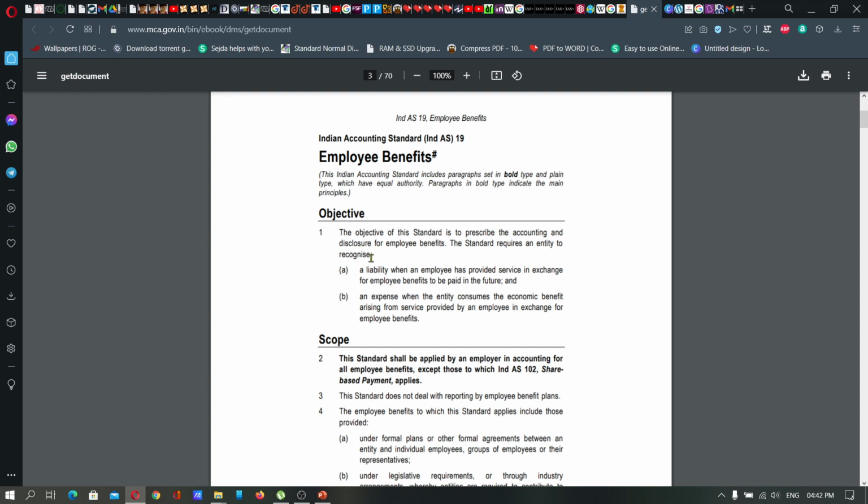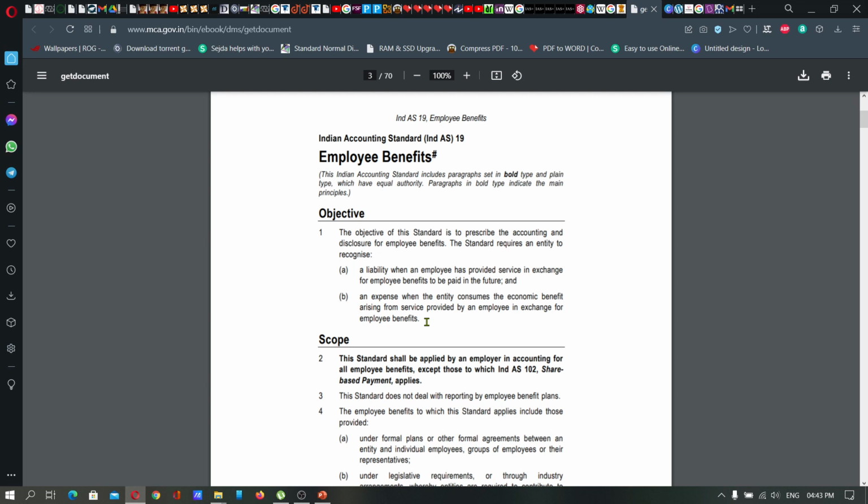The standard requires an entity to recognize a liability when an employee has provided service in exchange for an employee benefit to be paid in the future. That is the amount that is paid by the company to its employee during or after retirement, like that. And an expense when the entity consumes the economic benefit arising from service provided by an employee in exchange for the employee benefit. What are the expenses that are dealt by the entity with regard to the employee benefit that is to be given to the employee in the future period?